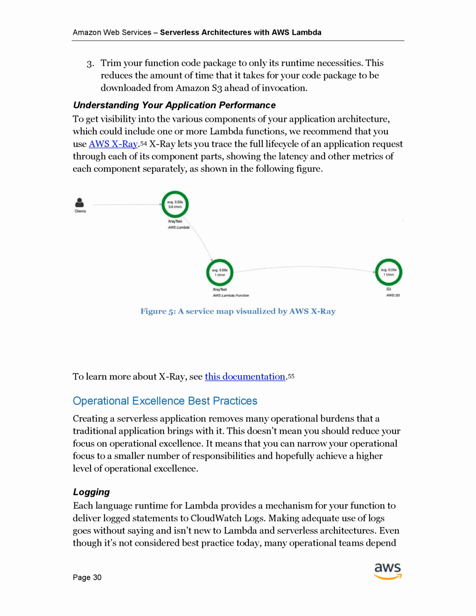To get visibility into the various components of your application architecture, which could include one or more Lambda functions, we recommend that you use AWS X-Ray. X-Ray lets you trace the full lifecycle of an application request through each of its component parts, showing the latency and other metrics of each component separately, as shown in the following figure. To learn more about X-Ray, see this documentation.